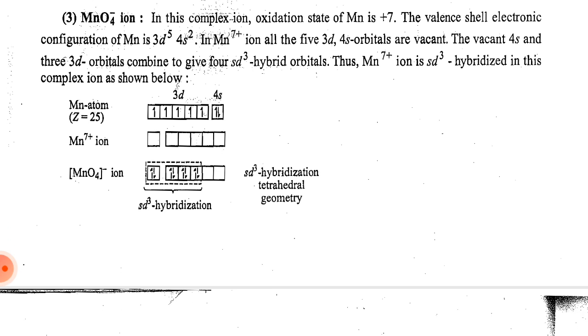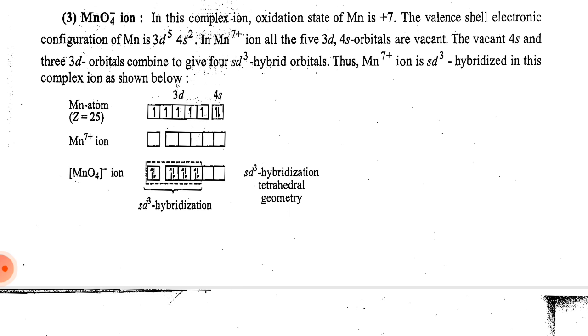Third, MnO4- ion. In this complex ion the oxidation state of manganese is +7. The valence shell electronic configuration of manganese is 3d5 4s2, and in the Mn7+ ion all the 5 3d and 4s orbitals are vacant. The vacant 4s and 3d orbitals combine to give 4 sd3 hybrid orbitals. Thus the Mn7+ ion is sd3 hybridized in this complex ion as shown below.